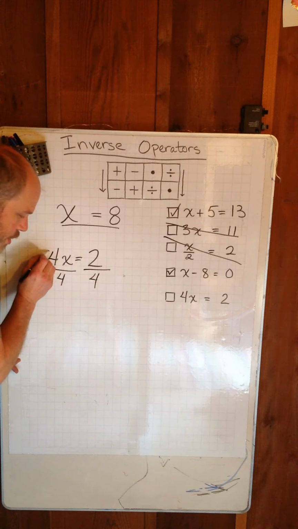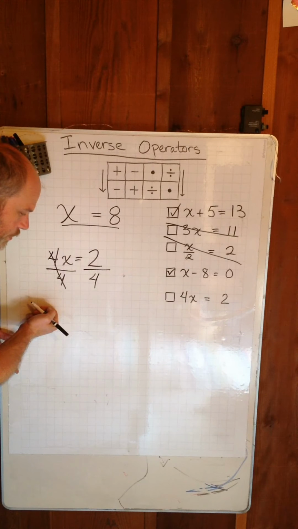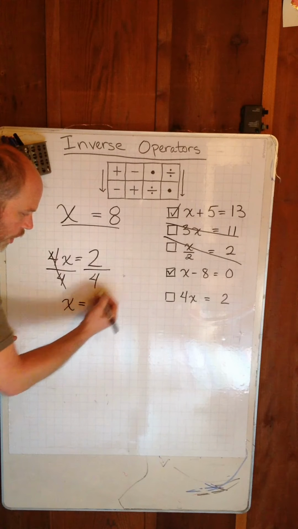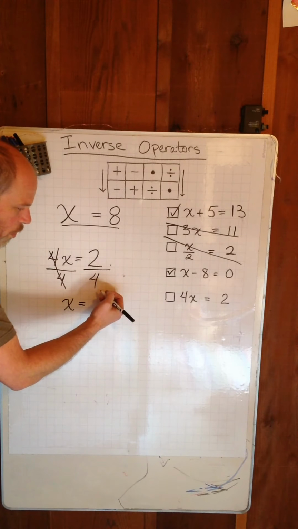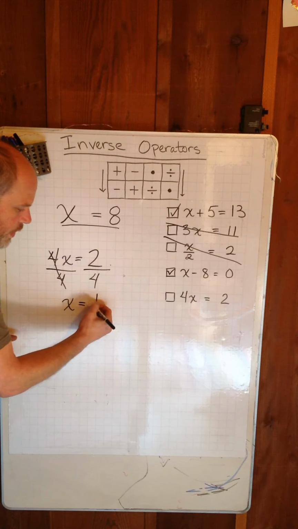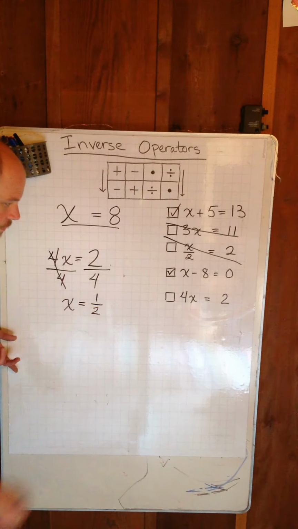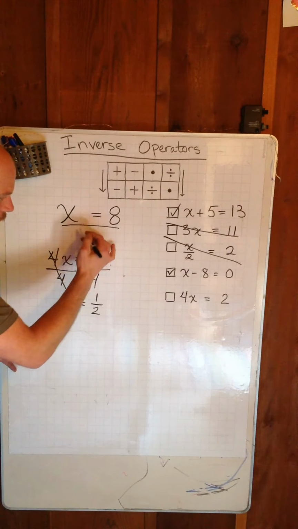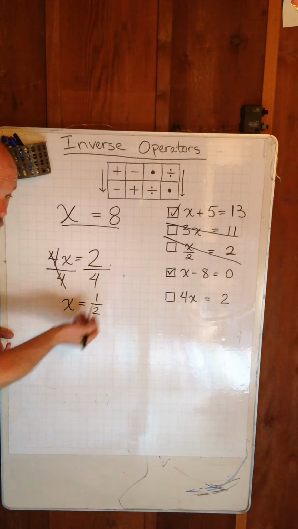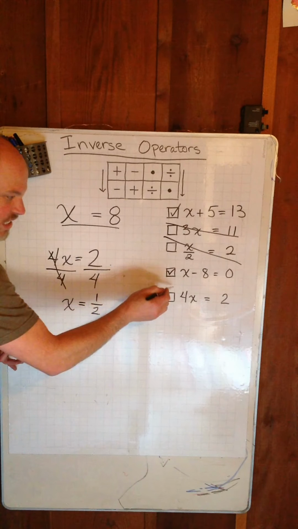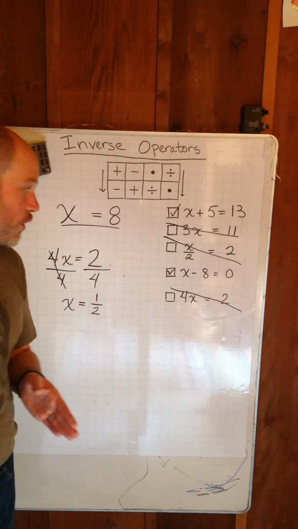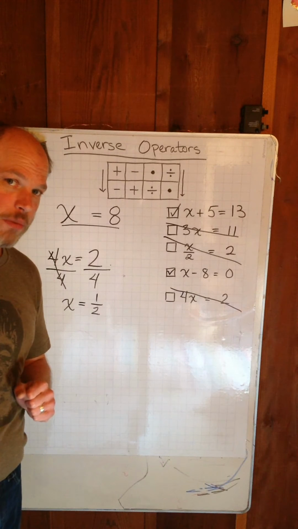Now we learned that these will cancel out, and I'm left with x on this side, and on this side I have 2 divided by 4, which we all know is 1/2. X equals 1/2. X equals 8. Are these true? And there's the answer to that first problem on your Utah page 160.